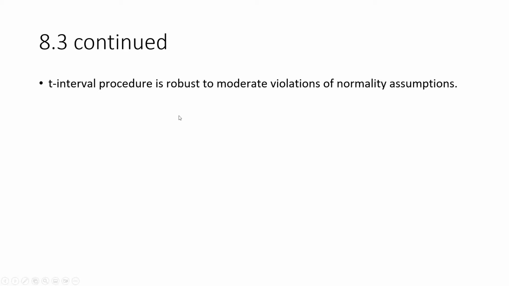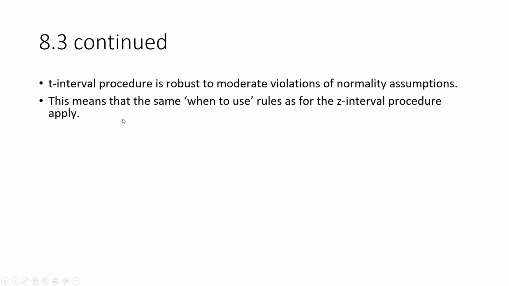And we are in section 8.3, and I was talking about the T interval procedure, which is very analogous to the Z interval procedure. Where we are finishing up is that this procedure is robust to moderate violations of normality assumptions, which was the same thing we said about the Z interval procedure. And what this means is that we can use the same when-to-use rules as we discussed for the Z interval procedure. So let's review what those rules were.